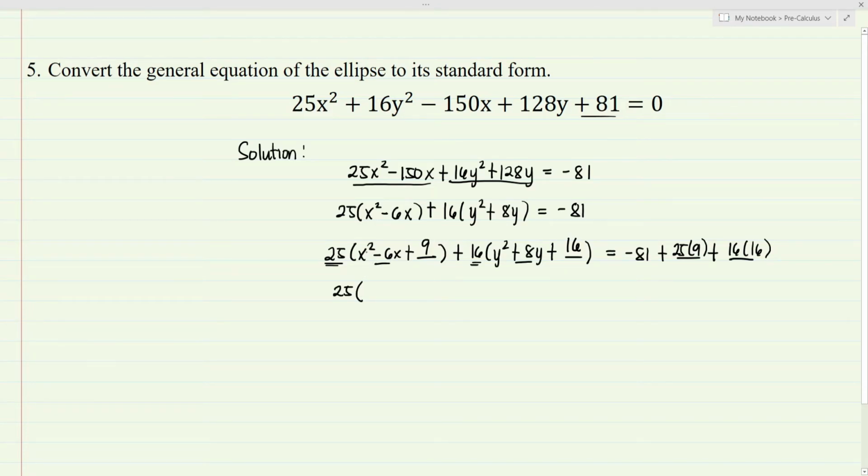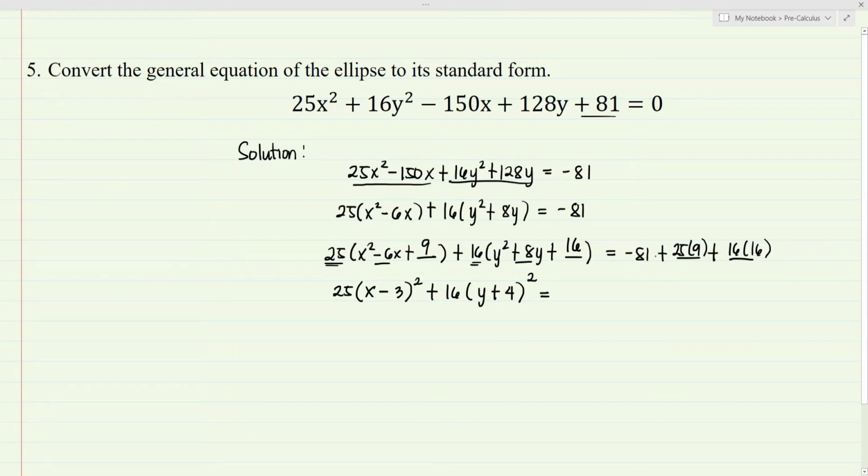To do that, I will have to take the square root of x squared, that is x, copy the sign of the middle term, negative, take the square root of 9, that would be 3, then place an exponent of 2. For the second perfect square binomial, I will have here 16 multiplied by the square root of y squared, that would be y. Copy the sign of the middle term, that is positive. Take the square root of 16, that is positive 4, then place an exponent of 2.